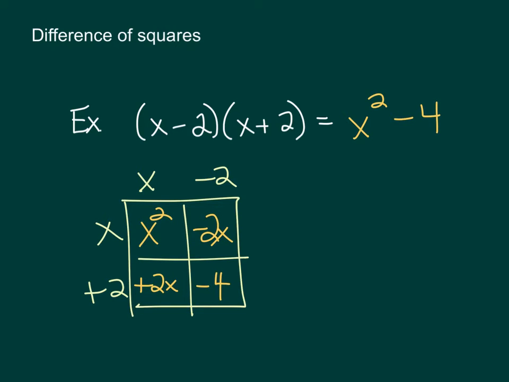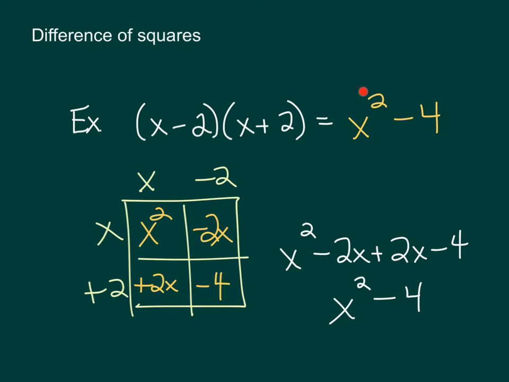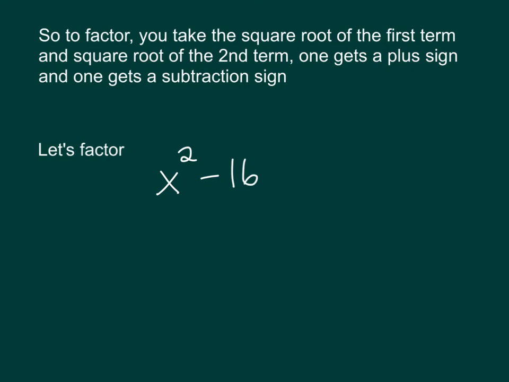Well, when you do your combining like terms, the in-between step looks like this. x squared minus 2x plus 2x minus 4. Well, that minus 2x plus 2x cancels out, which is why you're left with x squared minus 4. So if you can see that right away, you have a perfect square in your first term, and a perfect square in your second term, and there's a minus sign, then you can jump to this type of factoring. Okay, so to factor, you take the square root of the first term and the square root of the second term. One gets a plus sign and one gets a subtraction sign.